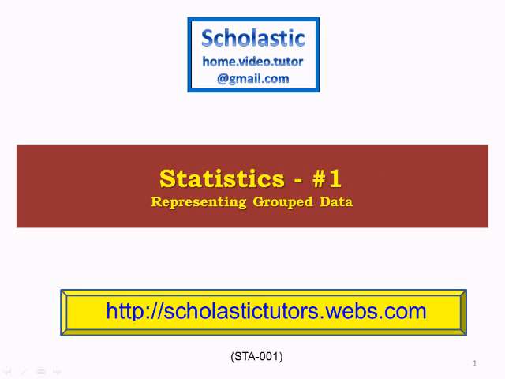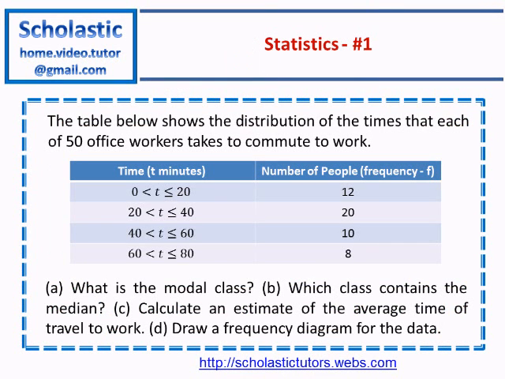Hello, in this video we are going to look at some basics of statistics representing group data. The table below shows the distribution of the times that each of 50 office workers takes to commute to work.